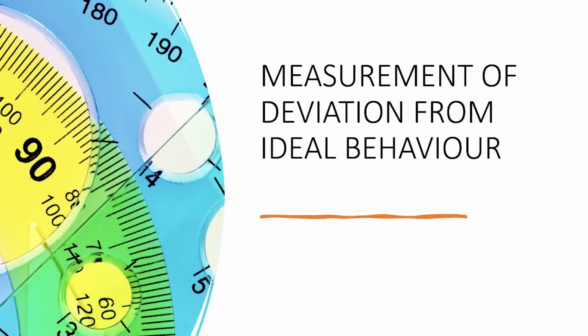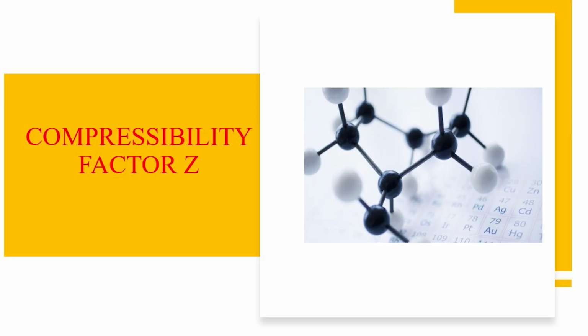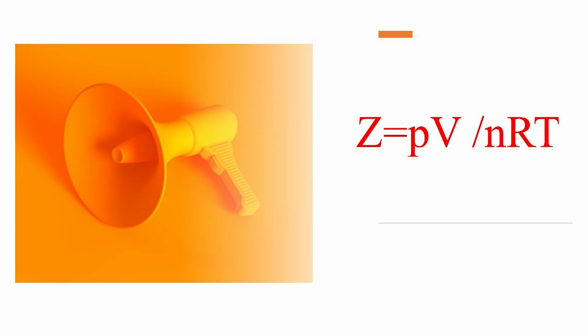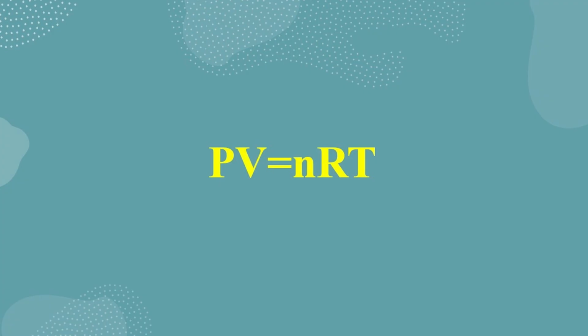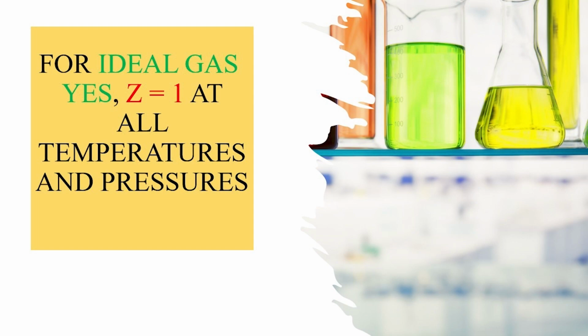Now we can discuss the measurement of deviation from ideal behavior. The deviation can be measured in terms of the compressibility factor. Compressibility factor Z is the ratio of the product of pressure and volume to nRT. Mathematically, we can write it as Z equal to PV divided by nRT. We know that for an ideal gas, PV is equal to nRT. Therefore, can you calculate the value of Z for the ideal gas? Yes, Z equal to 1 at all temperature and pressure.